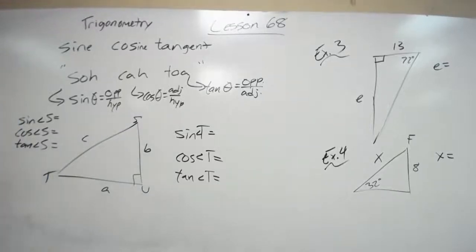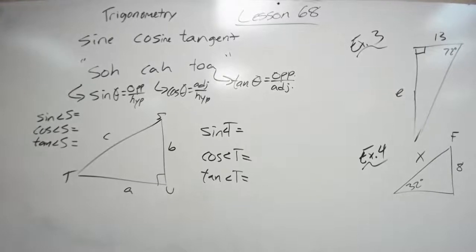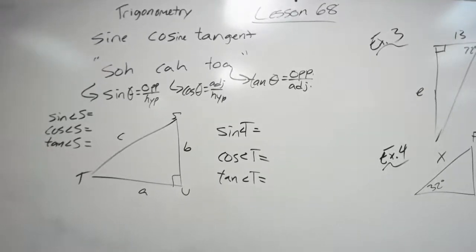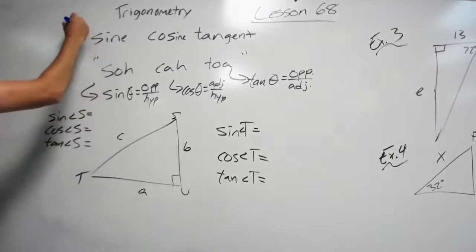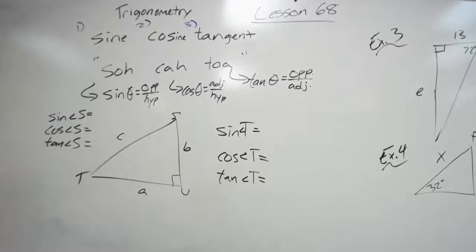In lesson 68, we're going to learn about trigonometric ratios. Fun word, trigonometry. Trigonometry is the study of the relationship between sides and angles of triangles. And there are three basic ratios in trigonometry that can be used to find measures in right triangles.